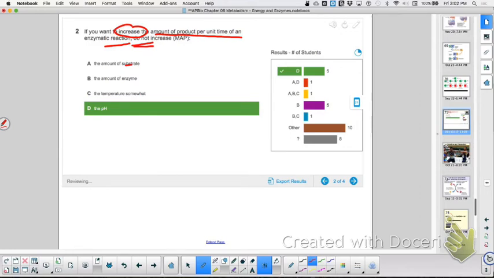Sorry, how would temperature cause a difference? If you increase temperature, notice the key word here is somewhat. Increasing temperature increases kinetic energy, which increases the likelihood that that reaction will take place.